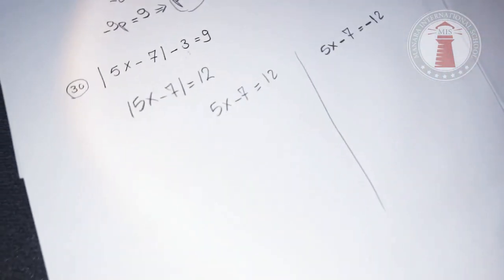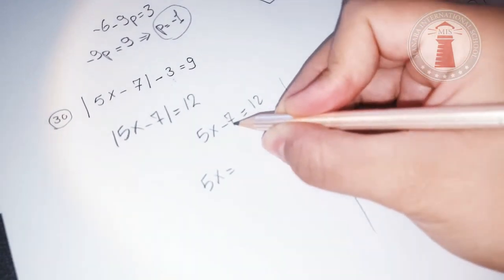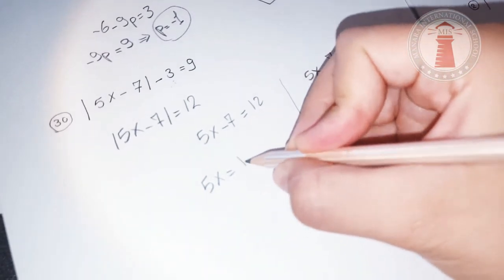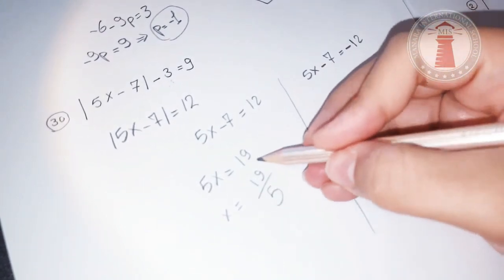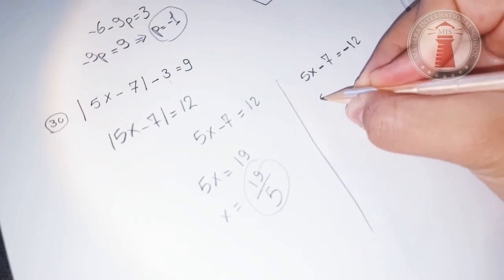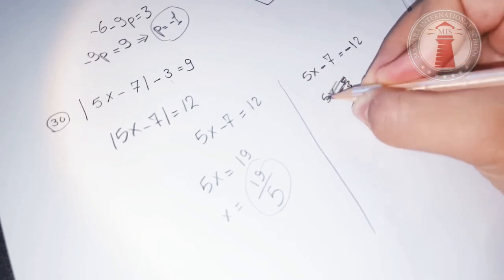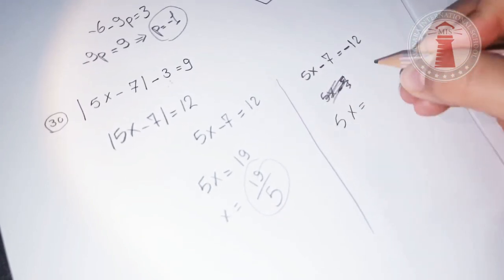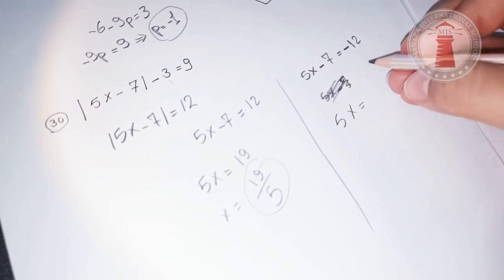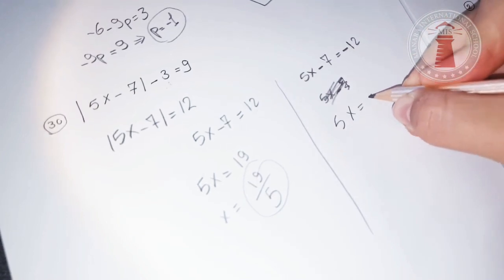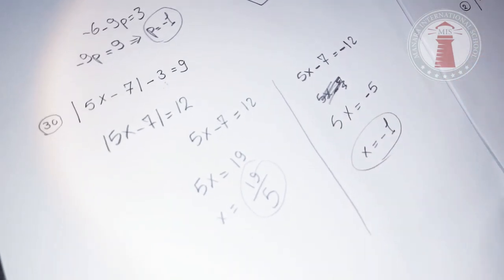Now we just start solving. For x, here we'll be having 12 plus 7, which is 19. So x is equal to 19 over 5. This is the first solution. The second one, here we have 5x minus 7. I'll just do it right away. 5x equals minus 12 plus 7, which means we're subtracting here, so we're left with negative 5. And then x is equal to negative 1. This is our second solution.